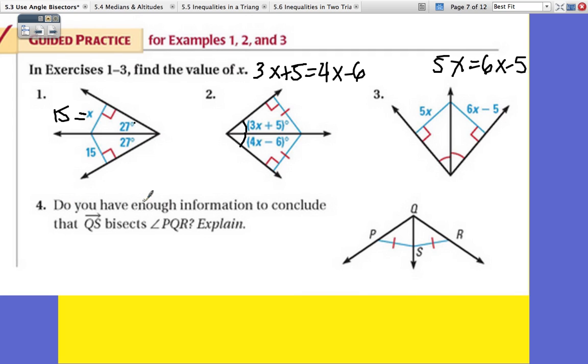Here it says, do you have enough information to conclude that QS bisects angle PQR? Explain. Okay, here, even though these are congruent, what's missing is the right angle symbol. Since these cannot be right angles, you can tell that it's acute, then these are not the perpendicular segments. So we cannot conclude that these angles are congruent. So we do not have enough information. We're missing the right angle symbol.